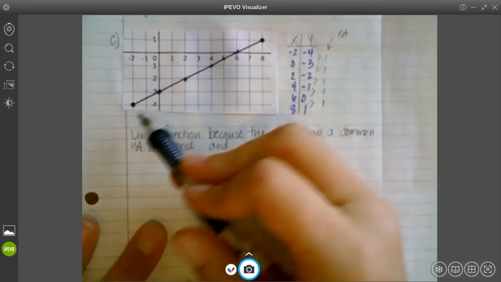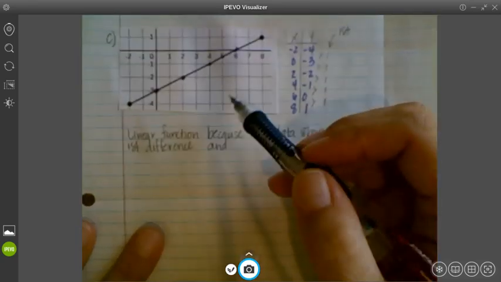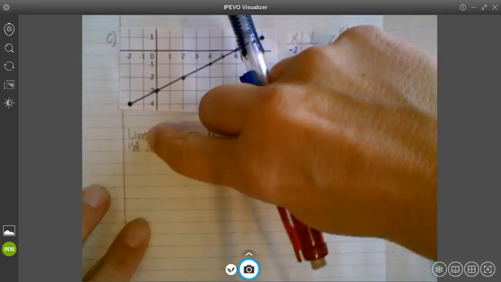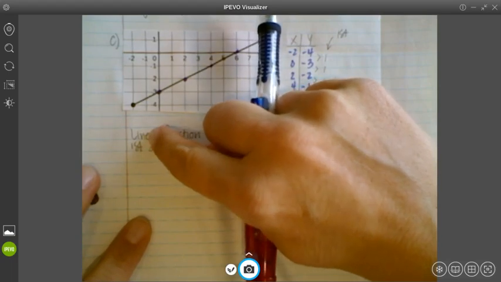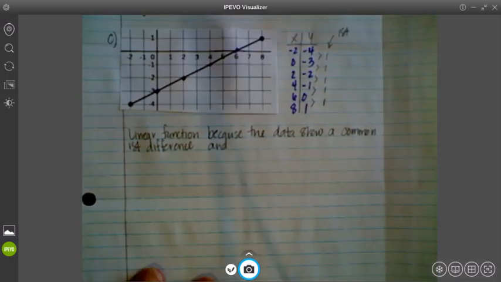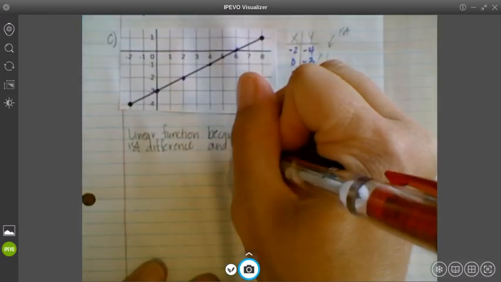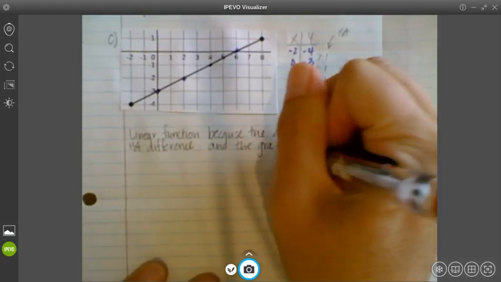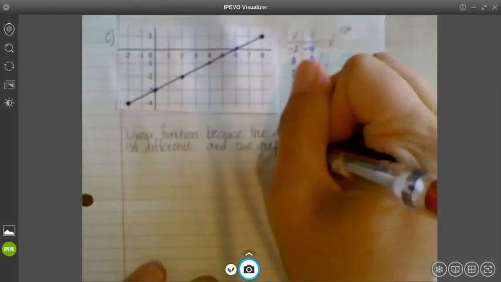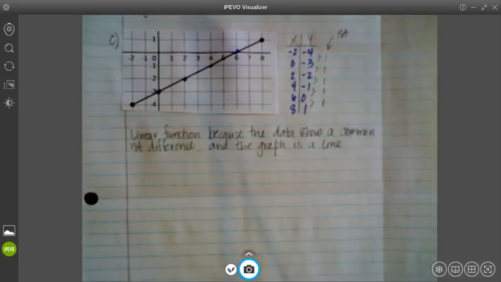If you take a look at the shape of the graph, this is a straight line, right? And so if you take the last two letters off of the word linear, you'll see that it says line. So anytime you have a linear function, its graph will be in the shape of a line. So, and the graph is a line. So those are two ways that we're able to tell that a function is in fact a linear function.